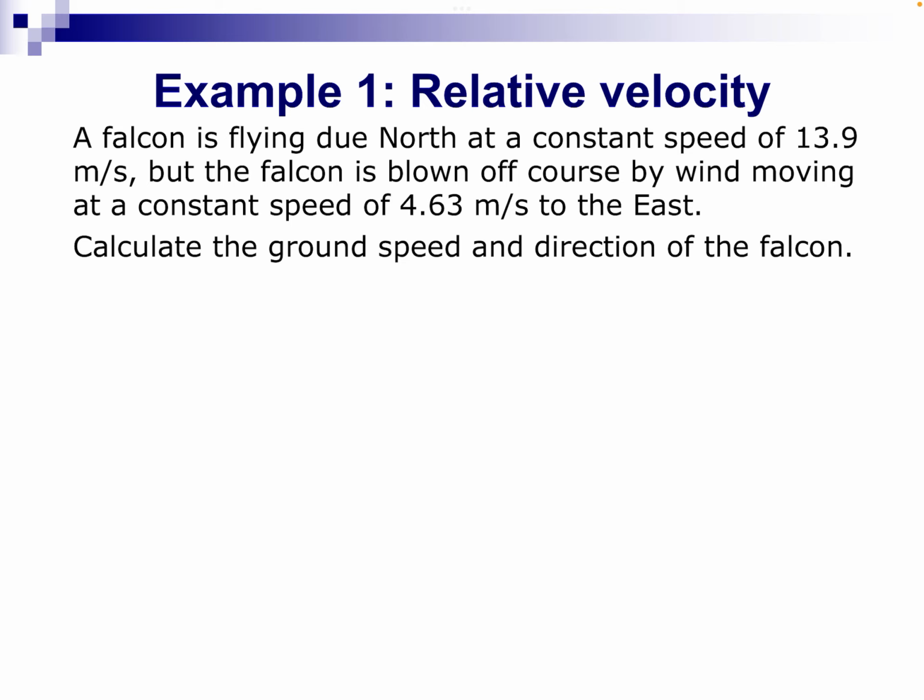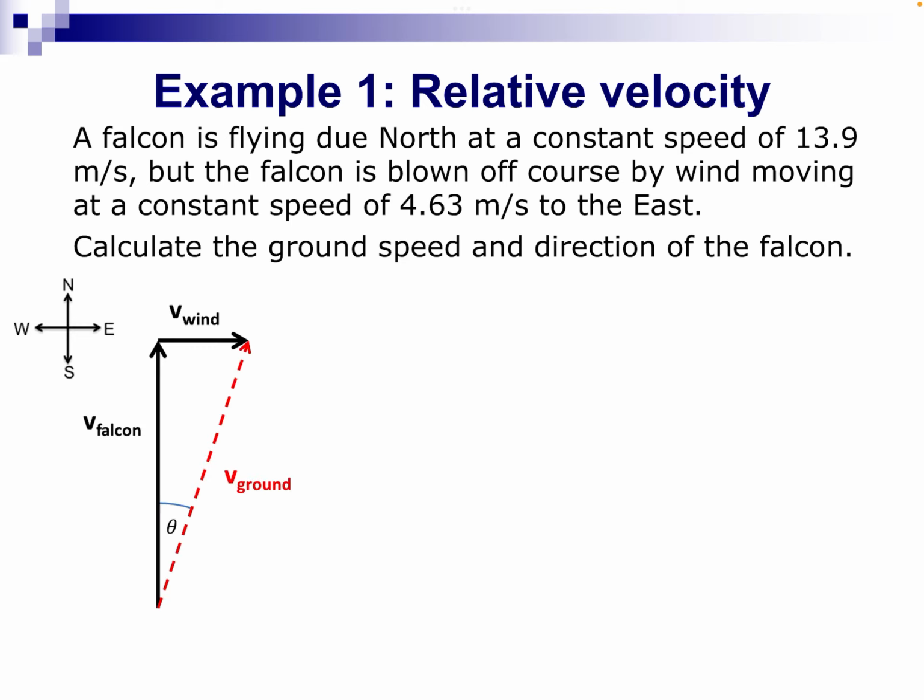Okay. Let's draw a diagram to visualize what's happening. Right, so you have this falcon that's flying due north. Due north is vertically up. So you have this falcon that's moving due north, but there is wind that is blowing to the east. East is pointing straight to the right. So you have this falcon, V falcon, represented by this vertical arrow pointing upwards, and you have the wind represented by V wind and drawn by this vector pointing to the right.